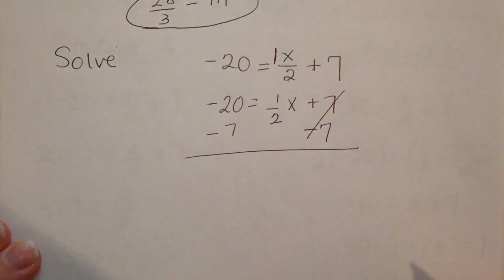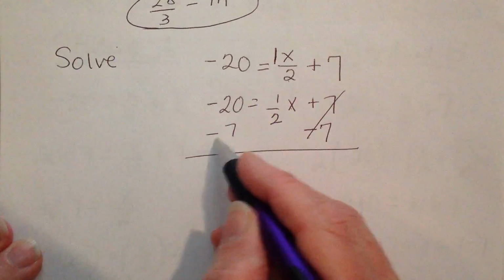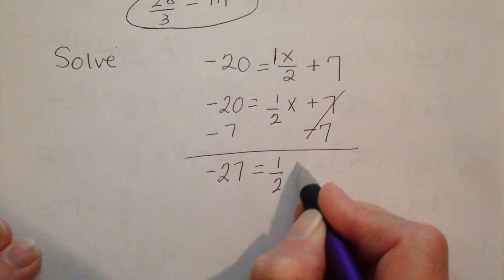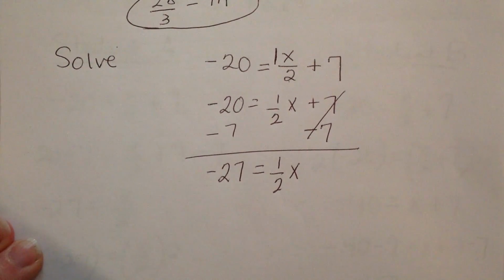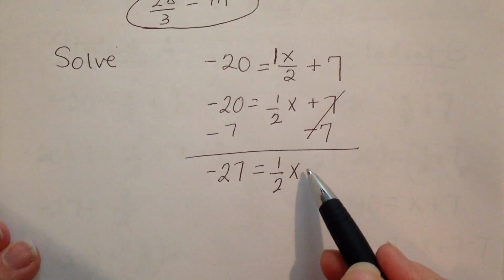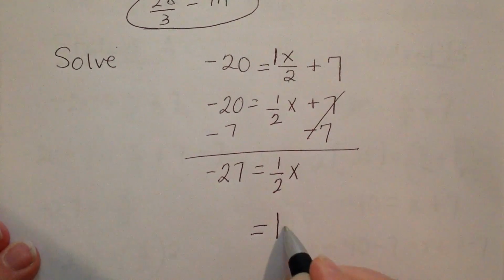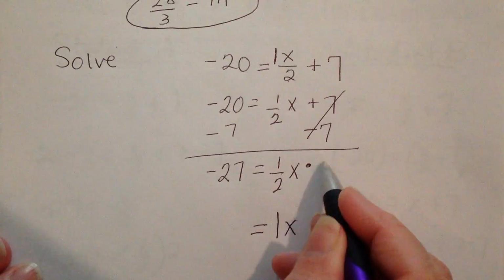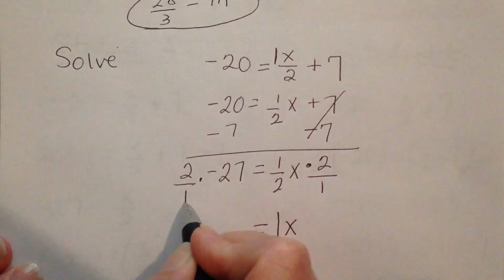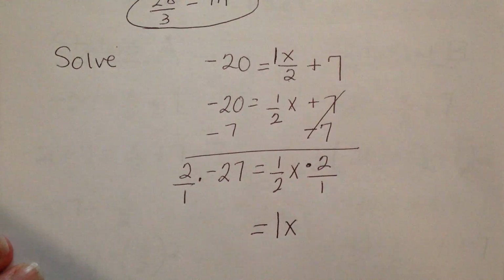The 7's cancel on the right-hand side. -20 minus 7 is -27 equals 1/2 x. Next, what I could do here is undo the multiplication that the fraction is doing to the variable, and to get 1x, I will multiply both sides by the reciprocal, which is 2/1. Multiplying both sides by 2/1.